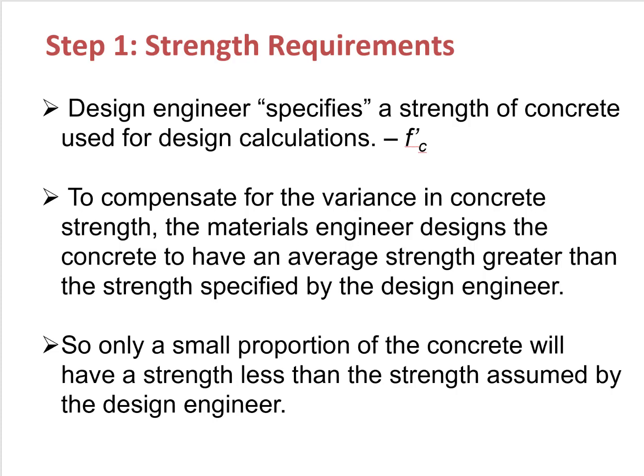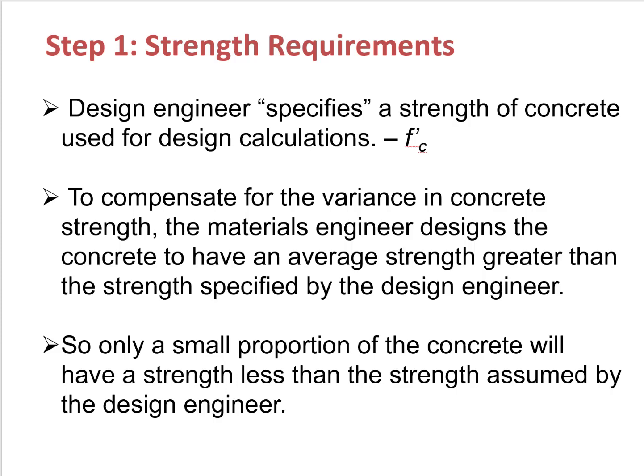Structural design engineer will specify a strength of concrete to be used in the structures. We call it f'c, and when they specify this value, they do not consider the variability of concrete materials. So if the material engineer provides a material with an average strength exactly equal to the strength specified by the designer, then half of the concrete will be weaker than the specified strength.